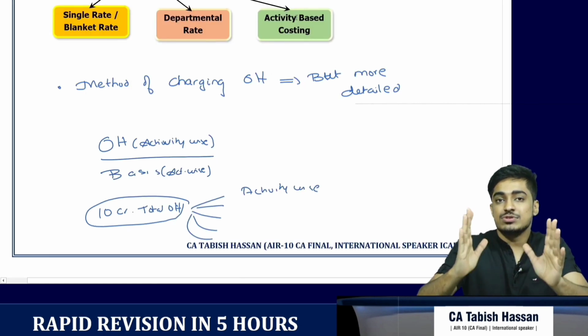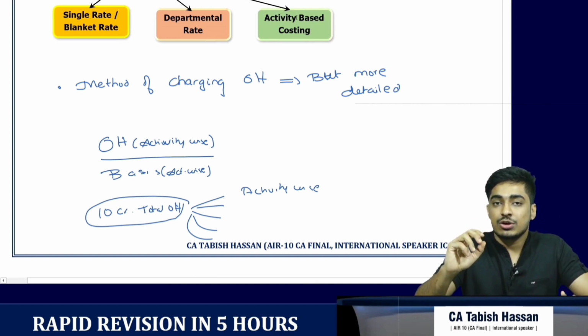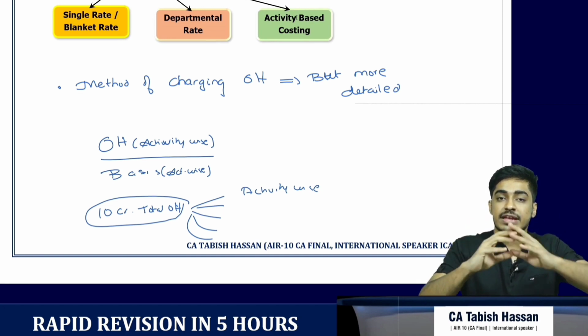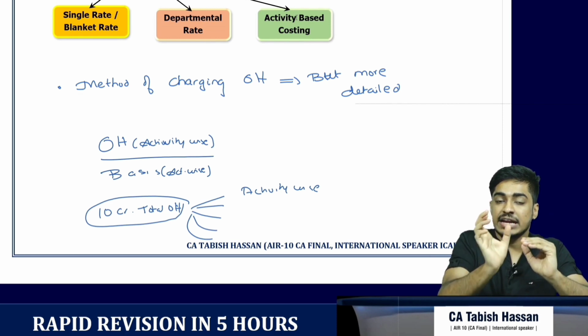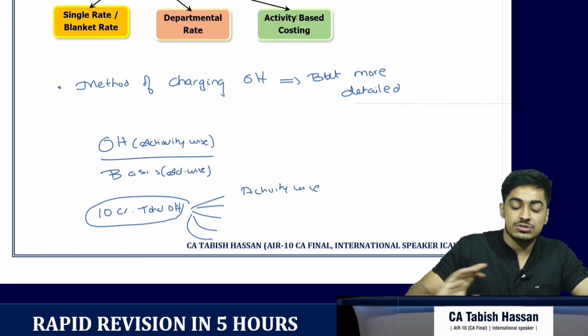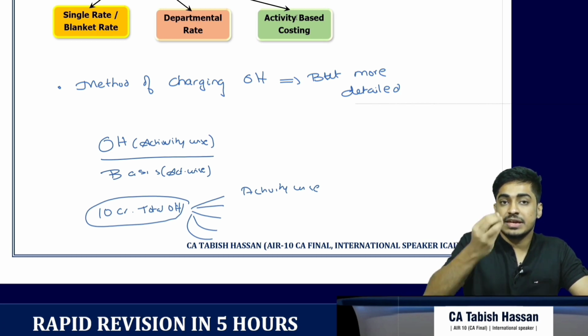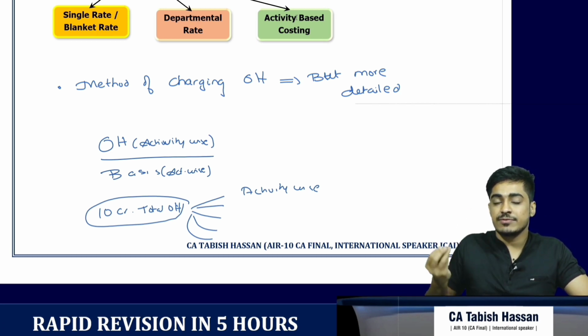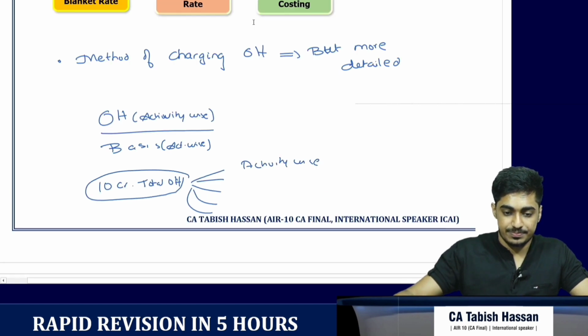So we have the same procedure for getting the overhead cost. We get the overhead, but here we are getting it activity wise. We are comparing it with the basis. Again, the basis is also activity wise. Based on that, we get the recovery rate. Based on the recovery rate, we charge the overhead to the cost object.